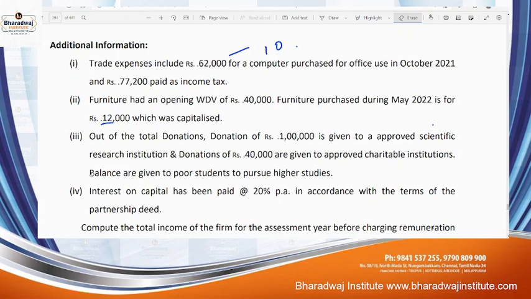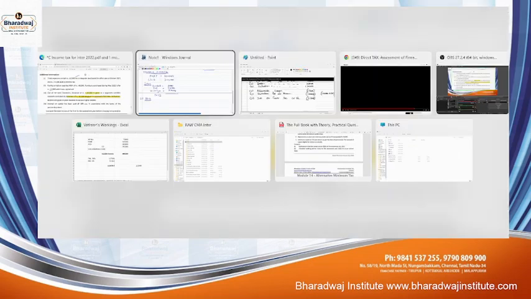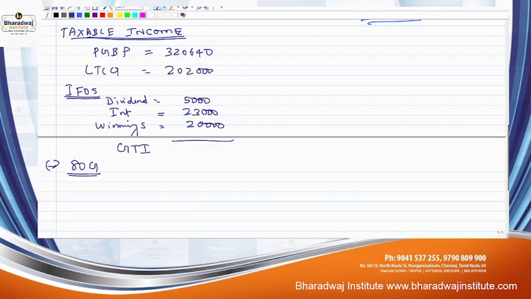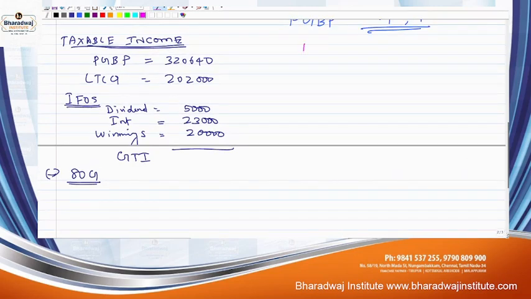Donation includes 1 lakh paid for scientific research, which is already claimed. This 40,000 is given for an approved charitable institution. That comes in with limit donation. Okay, what is the limit? The limit is 10% of adjusted gross total income.